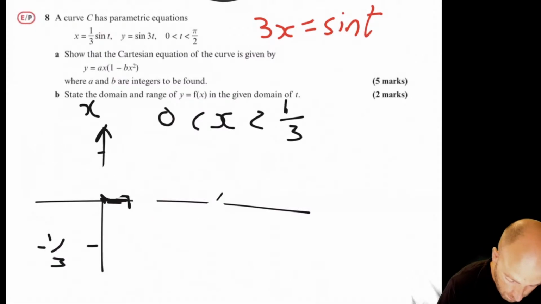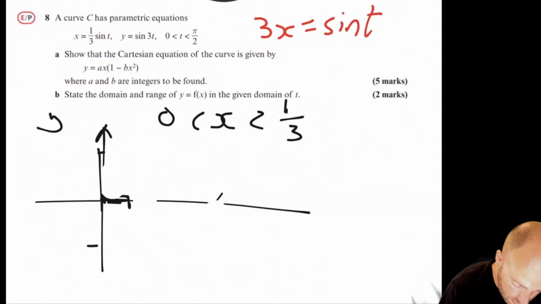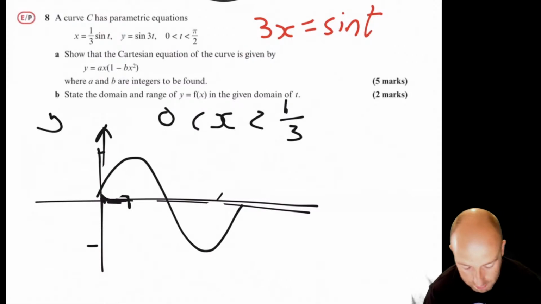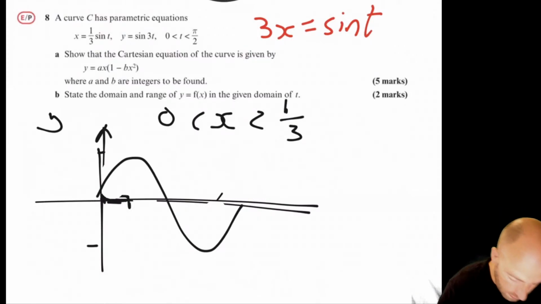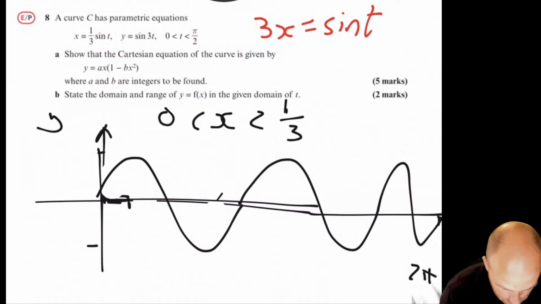For y, similar idea. y is sine of 3t. So we still have our sine graph, and we squashed it by a factor of 3, so we're actually going to get 3 bits all between 0 and 2 pi. So pi will be in the middle of these, so that's going to be, right? No, that's not right. Let's draw this one more time. I think I can do a better job.